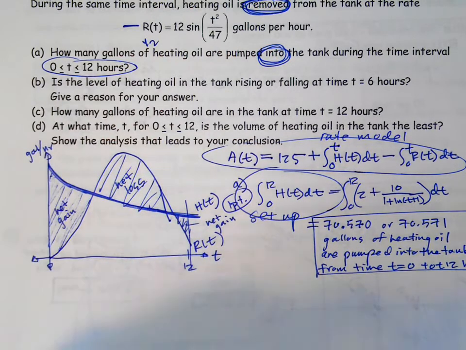Because it really just depends on the entering rate versus the leaving rate. If the entering rate's more than the leaving rate, then the amount of oil is increasing, going up. If the amount being taken out is more than coming in, then it's going to go down. It's going to decrease. It's going to fall.